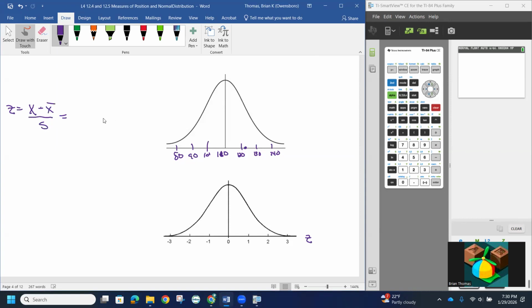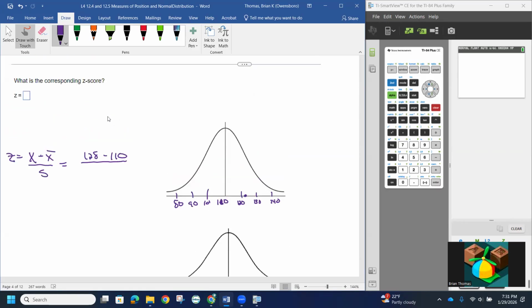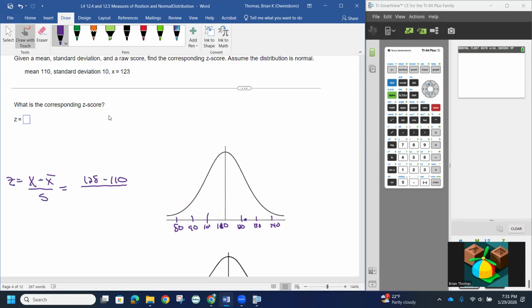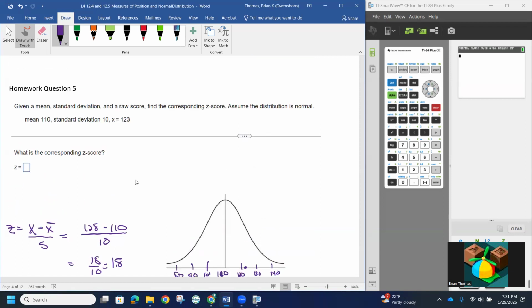Notice that 123 was our actual x value. The mean was 110. And then we divide that by the standard deviation, which was 10, so we can get our math going here. So 128 minus 110 would give us 18. 18 divided by 10 would be 1.8. So we're seeing that 1.8 there.